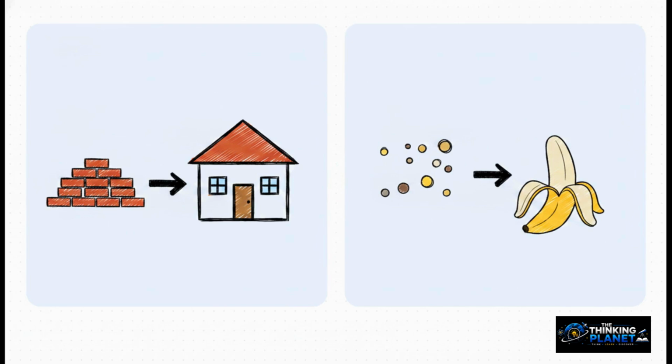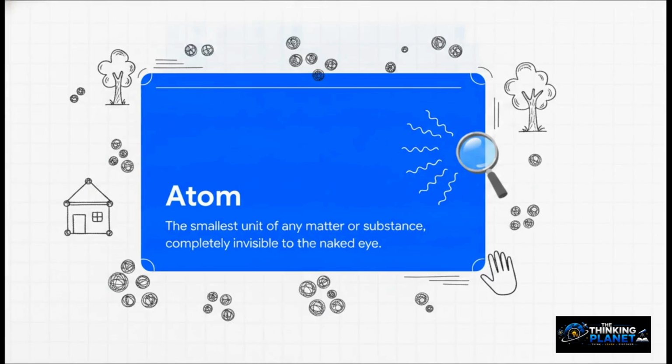Well, in science, the exact same philosophy applies. If you look at a banana, it's actually made up of millions of tiny different units. When we join these tiny units together, we get physical matter. And in science, we call these tiny building blocks atoms. So here's an absolutely crucial exam-perfect definition for you to remember. An atom is the smallest unit of any matter or substance. Now, they're so unimaginably tiny that they are completely invisible to the naked eye. But make no mistake, absolutely everything we see, touch, or interact with around us is made of these atoms.